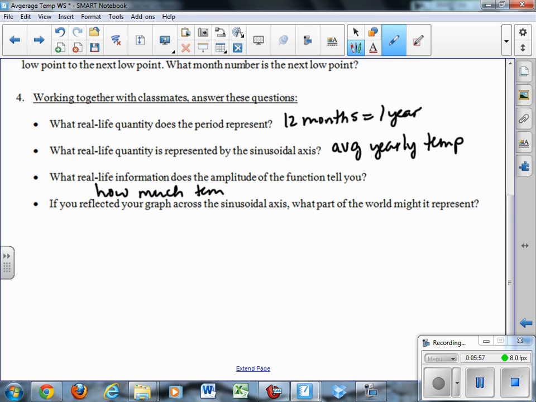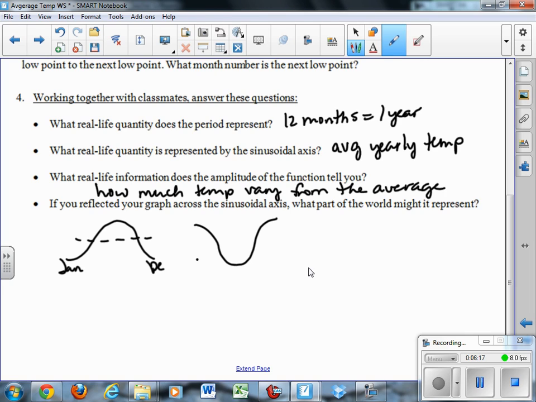Now, what would happen if we reflected the whole graph across the sinusoidal axis? So right now it looks like this. Here's our sinusoidal axis, and here's January, and here's December. What if we turned it this way? So here's the sinusoidal axis, here's January, here's December. In other words, our low temperatures are in July, and the high temperatures are in January and December.